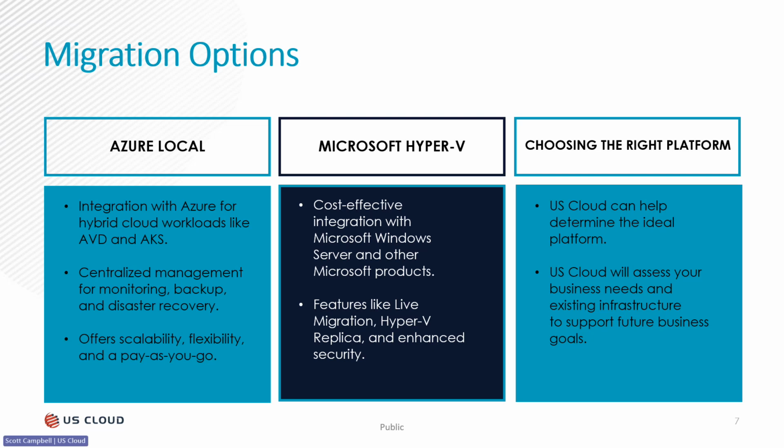The Hyper-V option is a cost-effective integration with Windows Server and the other Microsoft Windows Server products. Its feature set is mature, but limited to live migration, Hyper-V Replica, and it offers some good security enhancements. Azure Local does as well. If you have questions about which one is the right platform for you, US Cloud can help determine the ideal platform. We'll assess your business needs and the existing infrastructure, as well as proposed infrastructure, to help support your future business goals.